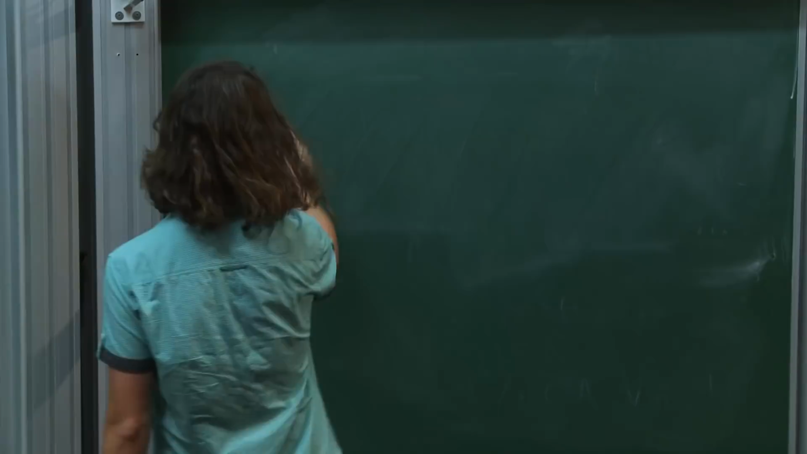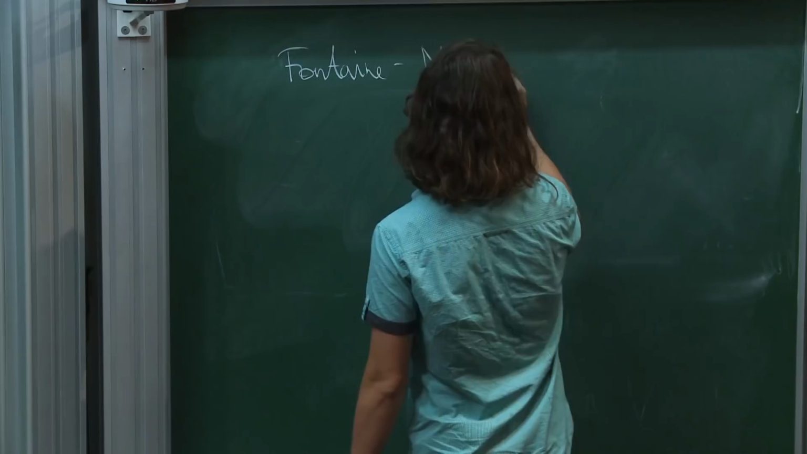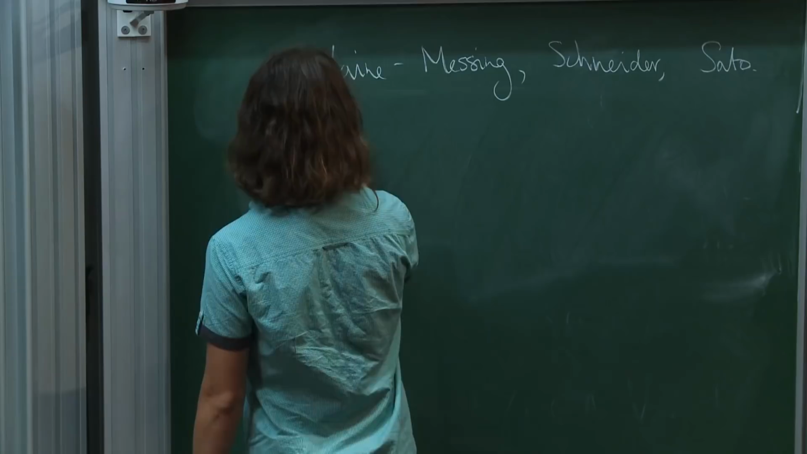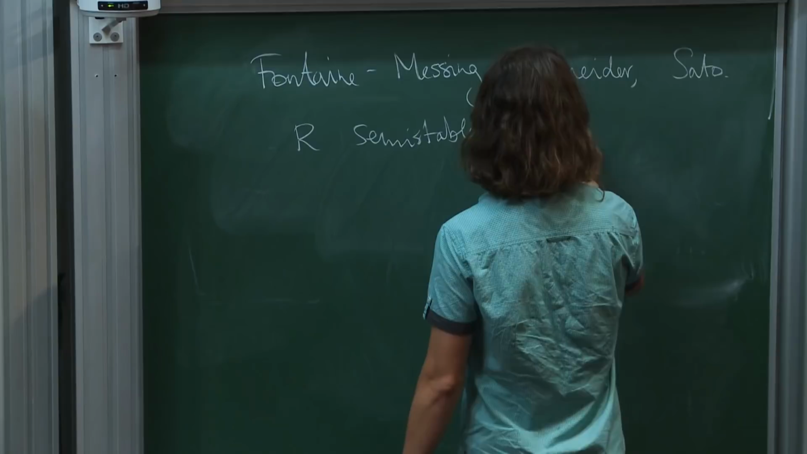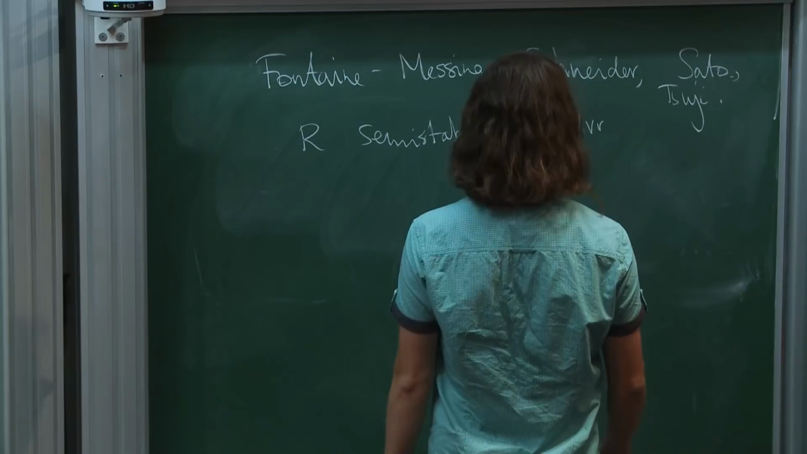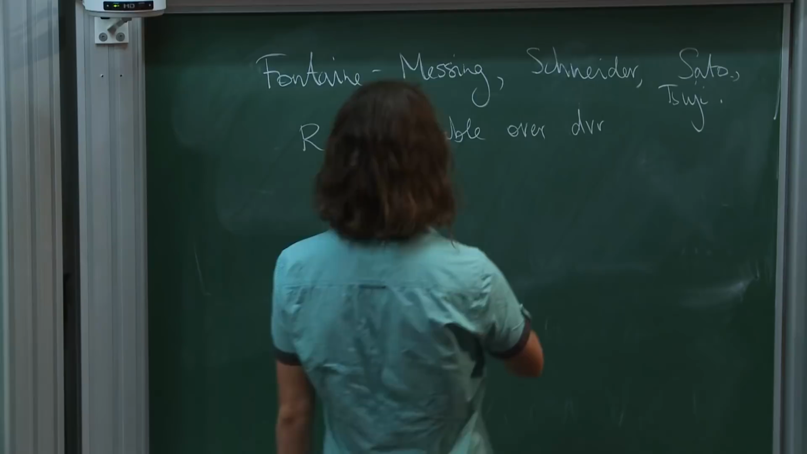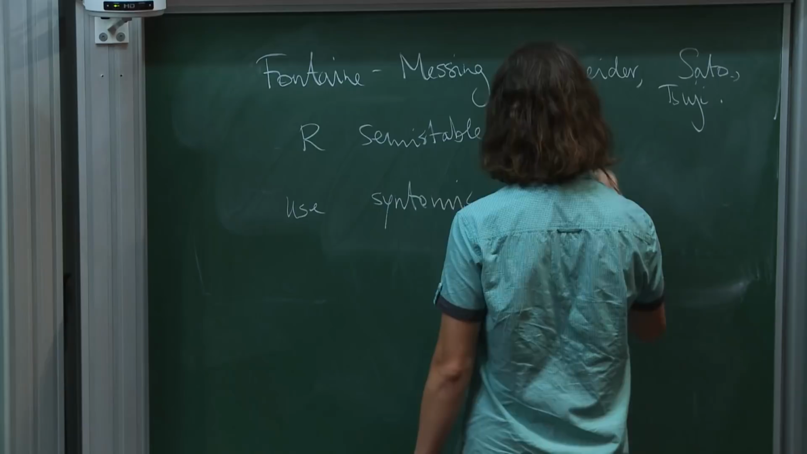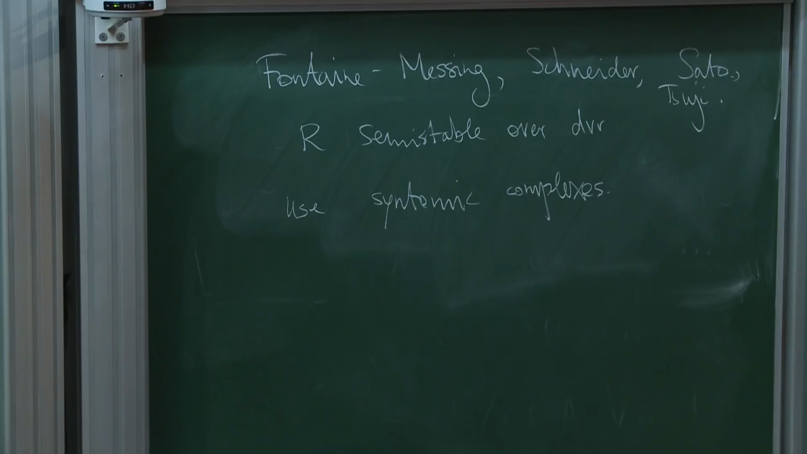Starting with the work of Fontaine and Messing, and then there's been the work of Schneider and Sato, where maybe R is semi-stable over a DVR. So that's in particular the work of, I guess I should also mention Tsuji, and maybe you can have some kind of logarithmic singularities. They use some kind of syntomic complexes, and they certainly get étale sheaves.